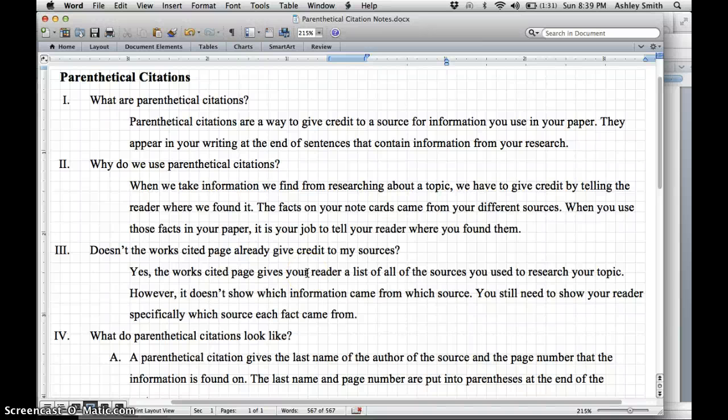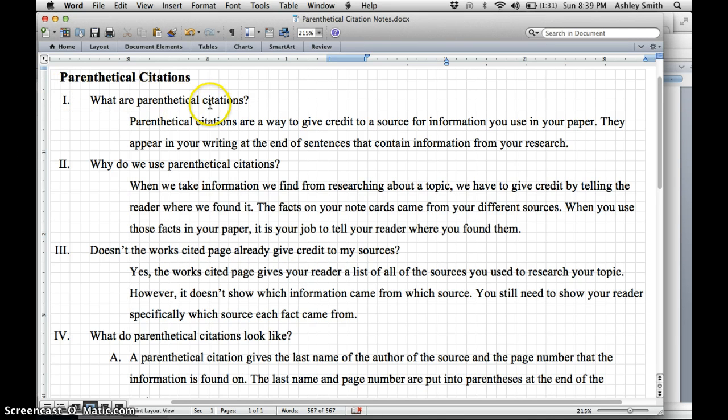Today we're going to be learning about parenthetical citations. So follow along with your note sheet as I go through these notes, and then I'll be showing you examples with my sample paper about Georgia so that you can get an idea of what your parenthetical citations should look like.